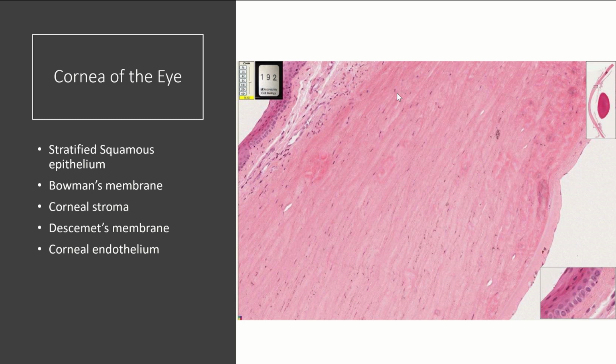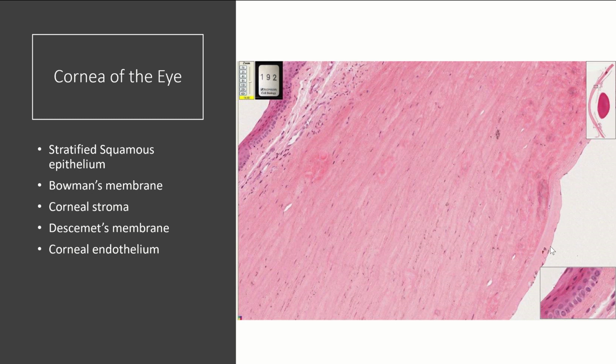And you can see how tightly arranged this is, right? And that's to make this tissue as transparent as possible, right? So light doesn't refract when it goes through it and bounce all around here. It just goes straight through, okay? Then we've got Descemet's membrane, and that's going to be this one right here.